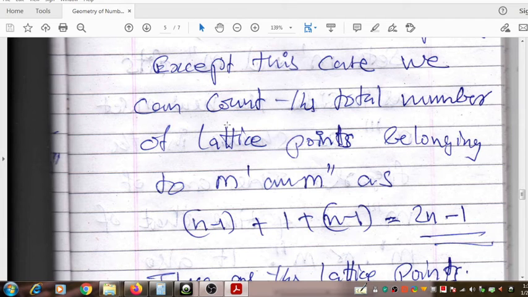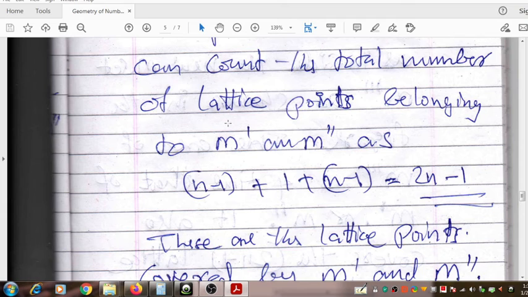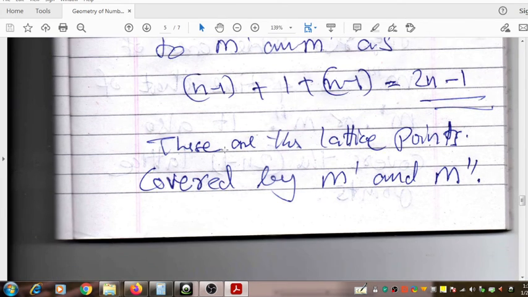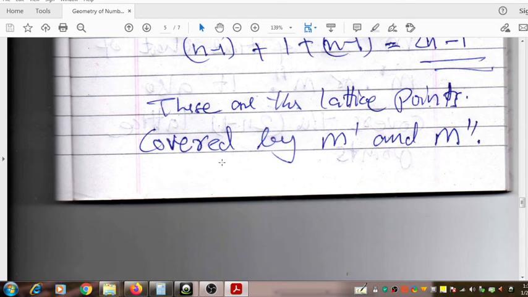We are now going to count the total number of lattice points belonging to the sets M prime and M double prime. We can count that there are n minus 1 lattice points well inside the set M prime, and the same number of lattice points in a similar way in the other set M double prime. In addition, there is the one point on the boundary which is shared by both sets M prime and M double prime. So in total we have n minus 1 plus n minus 1 plus 1 lattice points belonging to M prime and M double prime.